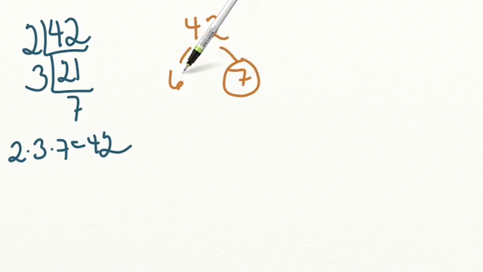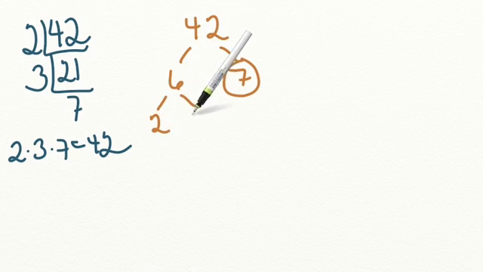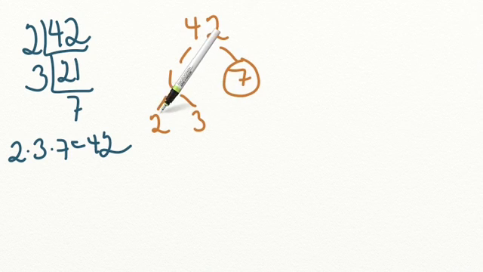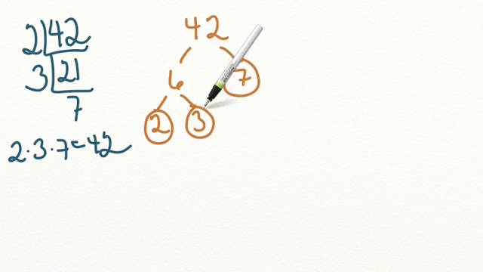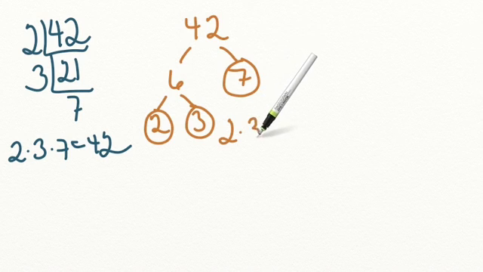So let's focus on the number 6. What two numbers can we multiply together to equal 6? We can multiply 2 times 3. Now once again, we've found prime numbers. So we have found all prime numbers that are factors of 42. So if we write this in an equation, we have 2 times 3 times 7. All right, you're doing great work.